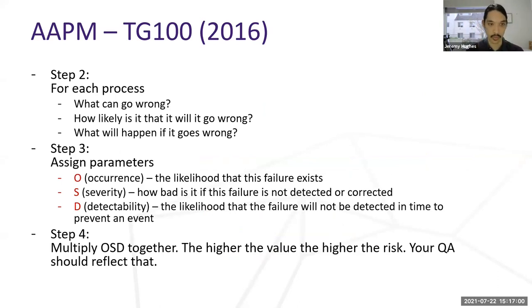And then according to TG100, you assign these three different parameters. O, which is the occurrence, that is the likelihood that this failure exists. So how likely is it that it's going to fail? How stable is it? S, the severity, which is how bad is it if the failure is not detected or corrected? And D is detectability, so the likelihood that the failure will not be detected in time to prevent an event. So by multiplying all of these values together, and there's a guide on how to assign the values, you get a good idea of your risk if this were to fail, and your QA program should reflect that.